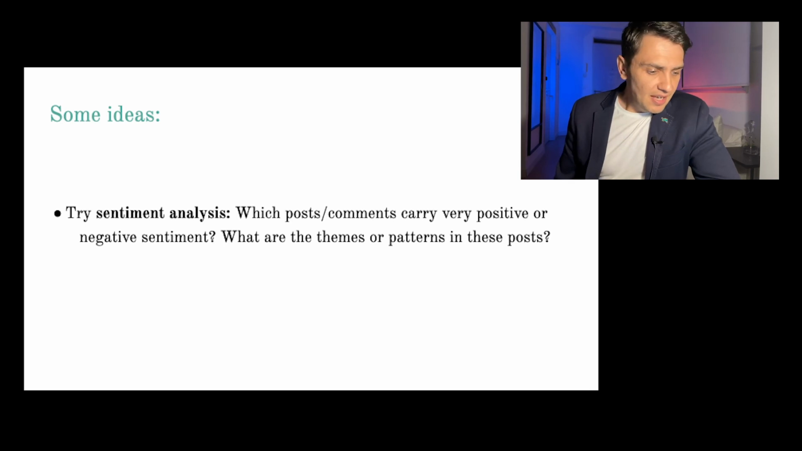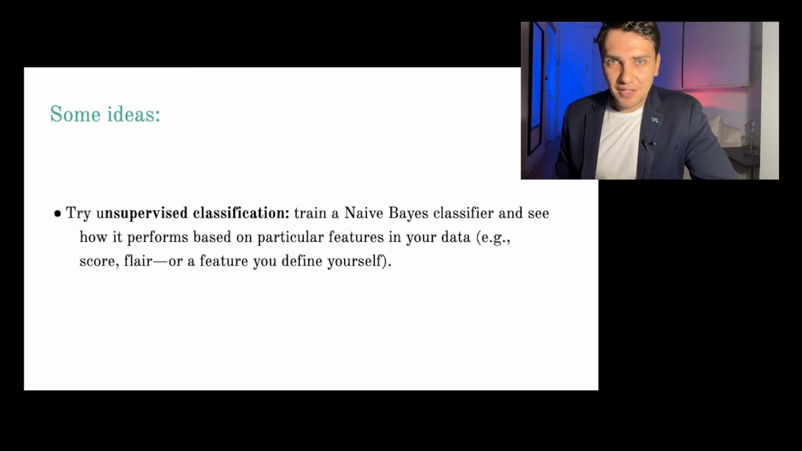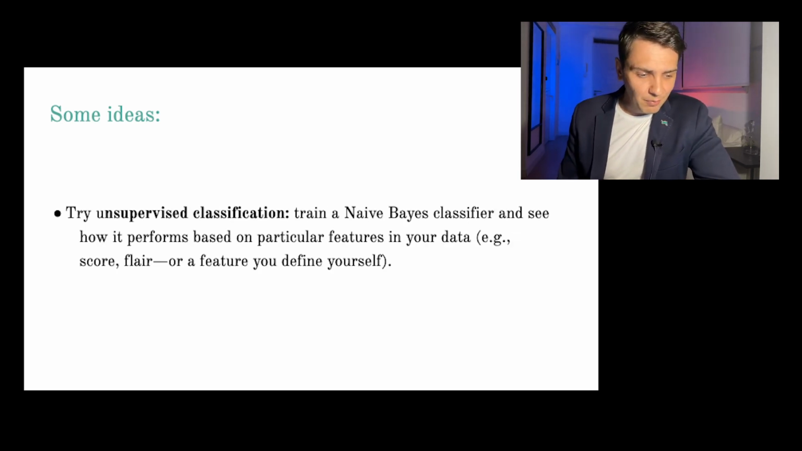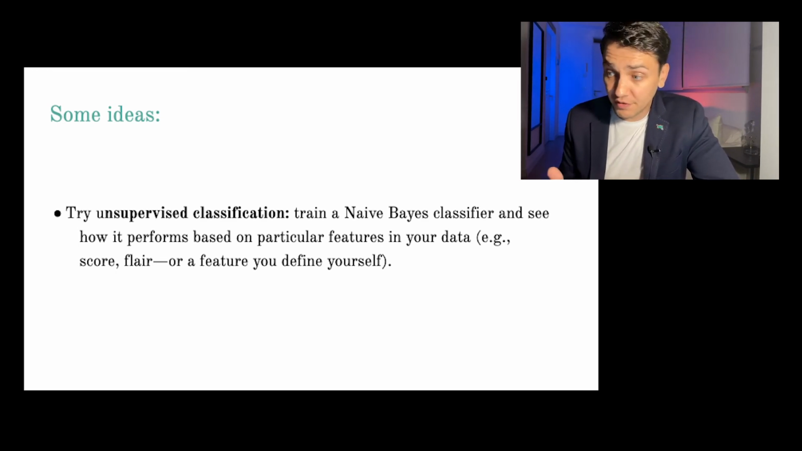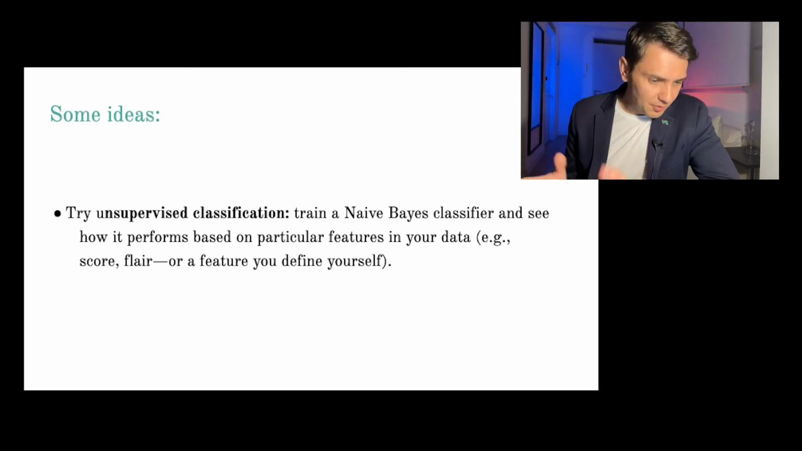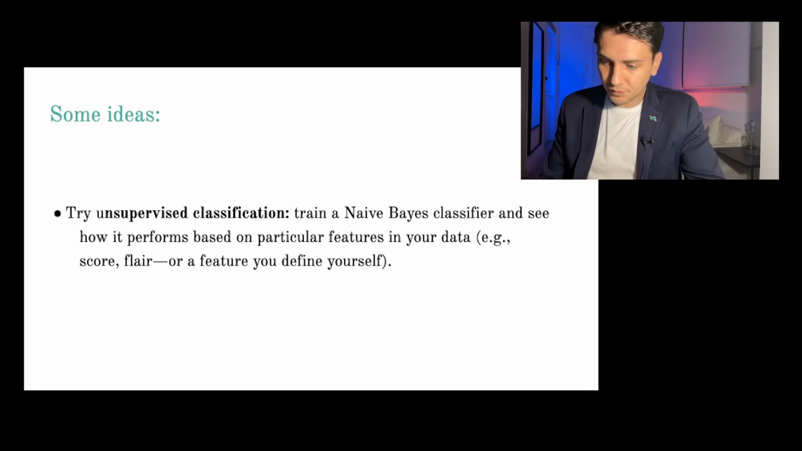Could be interesting. And finally, unsupervised classification. We looked at this shortly in one of the final notebooks, right? Training a naive Bayes classifier and seeing how it performs based on features in your data. That could be score or flair, but again, you can also define your own features, feature extraction as it's called, and create your own classifier if you're interested.